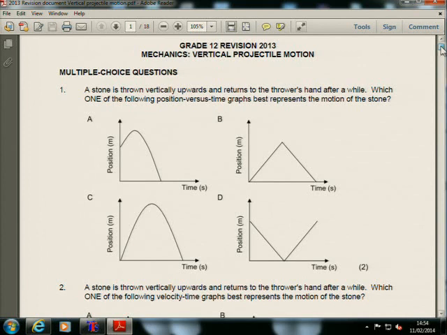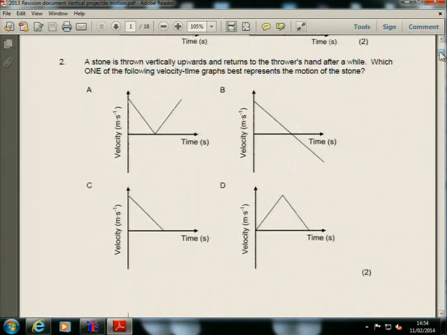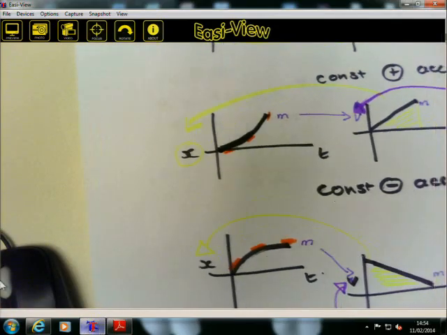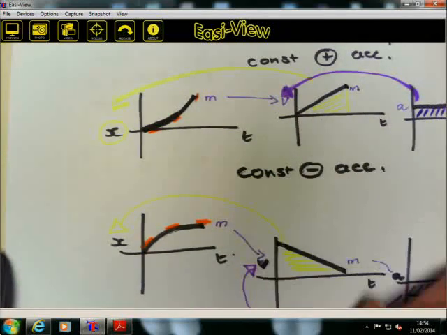Right. Now let's move down a little bit and look at the next one. A stone is thrown vertically upwards and returns to the thrower's hand after a while. Which one of the following velocity time graphs best represents the motion of the stone? Now, important, this is now a velocity time graph. It is now no longer a displacement time graph. So what do you have to do? You have to go and look at your velocity time graphs.